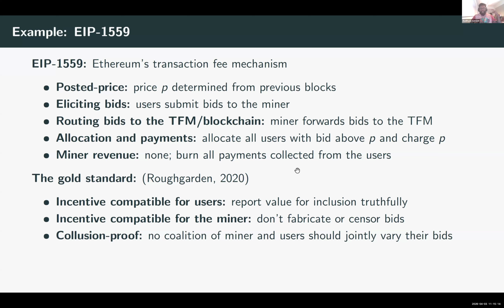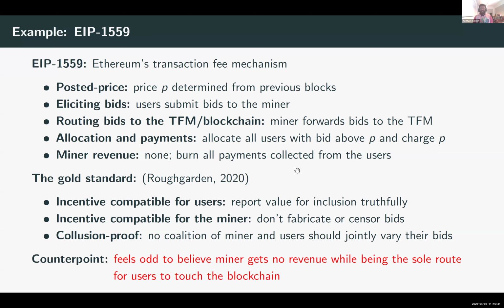Okay, so the first says users don't have to worry about being strategic, and the second says you don't have to worry about the miner being strategic. The third says you don't have to go out of your way to collude with the miner and then jointly vary bids so that you get better utility in equilibrium. Right. So in these three ways, Tim argues that EIP 1559 is the gold standard for transaction fee mechanisms.